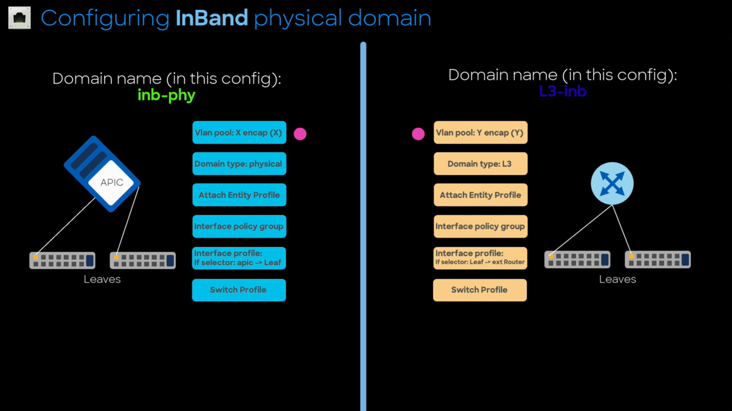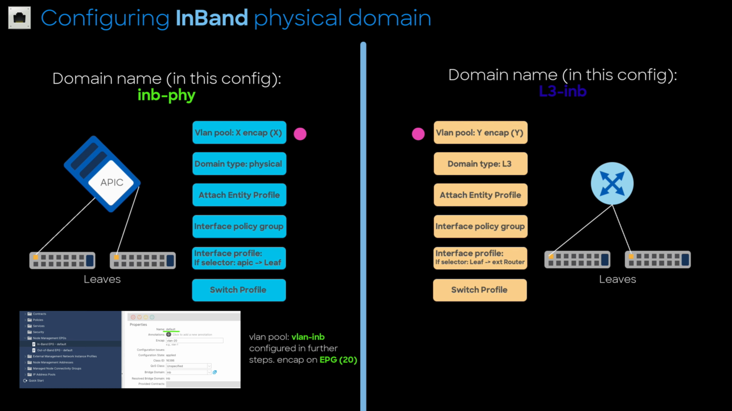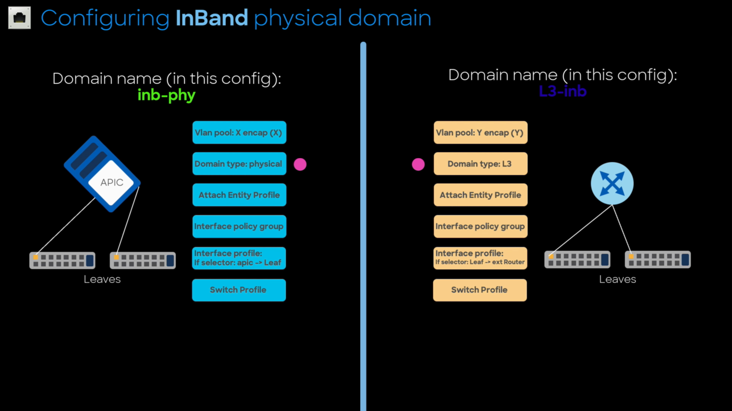First, VLAN encap has to be different in both domains because the in-band EPG requires a VLAN from its specific pool. Also, the domain type is proprietary to its use case. Attached entity profiles and interface group policies are configured business as usual. Now, on the interface profile, we must configure the interface selector to use the interfaces on the leaf or leaves that connect to the APIC or L3 out edge router. In this case, we will focus on the in-band domain as seen on the picture on the left. In this video, we will only connect one port and one leaf.